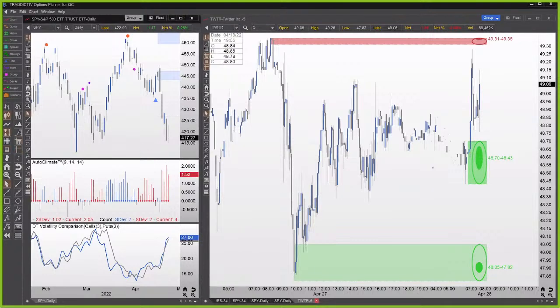So on the left, we have the S&P. This is a daily time frame of the S&P. We can see we are in a down climate, 4 out of 2. Okay, so this climate has been falling very violently.